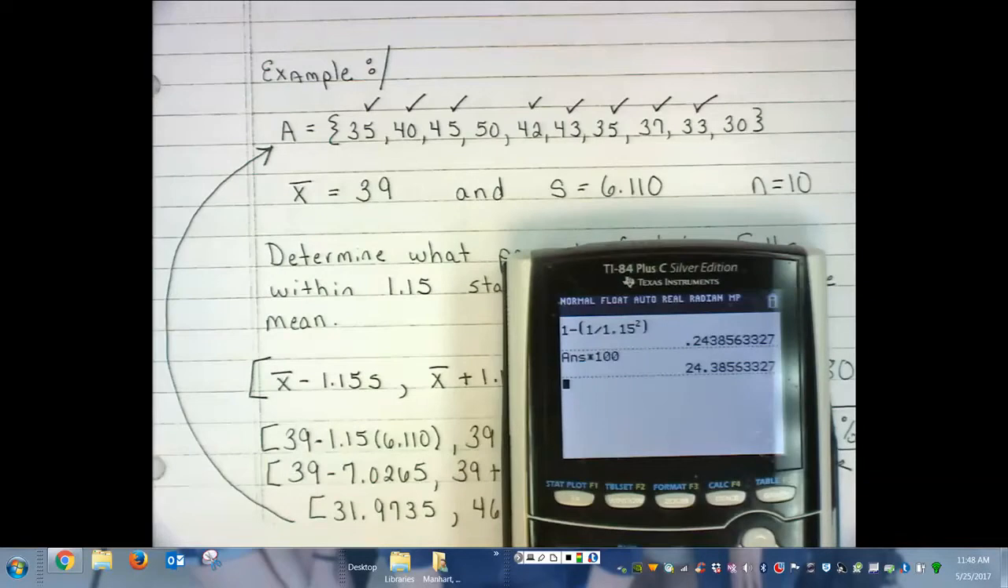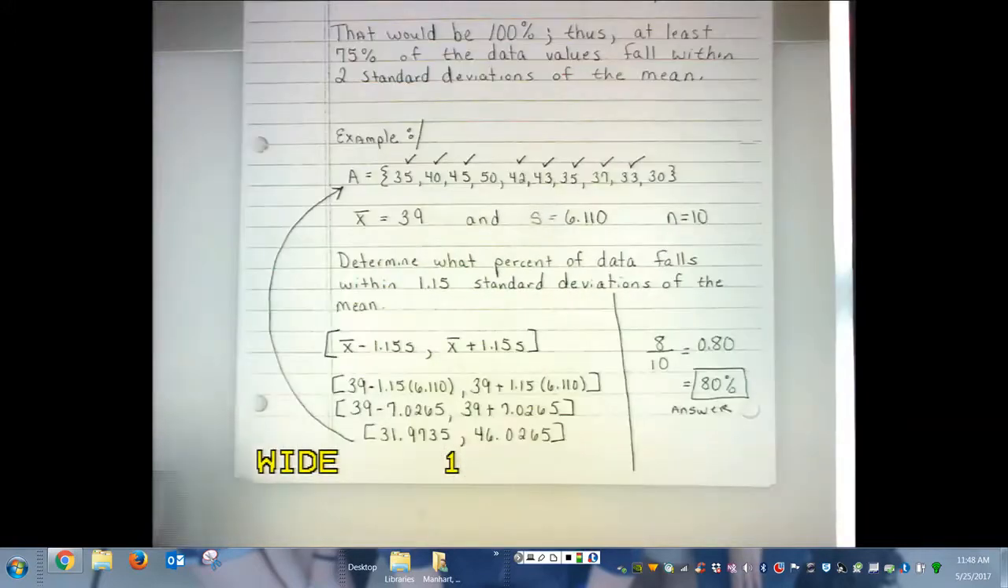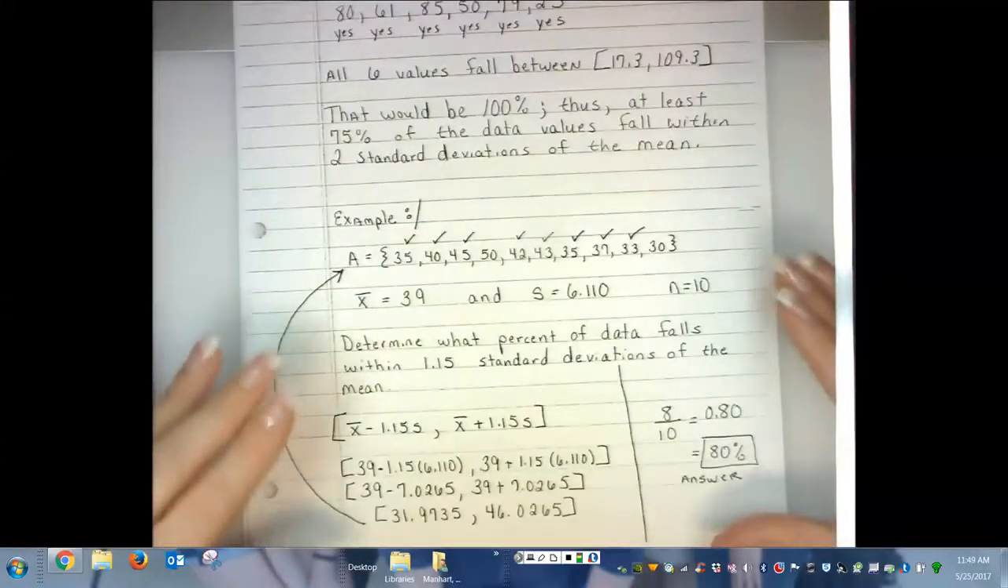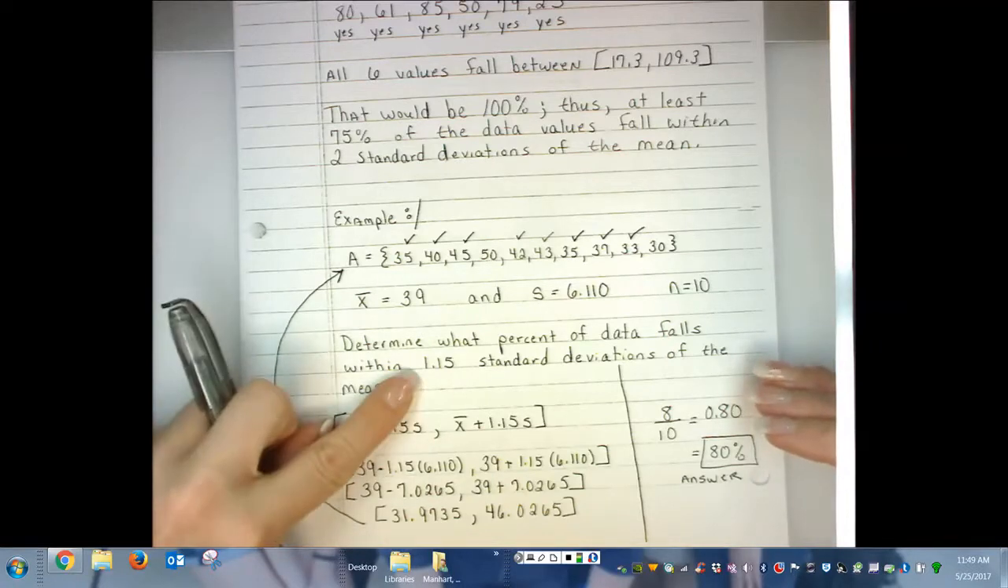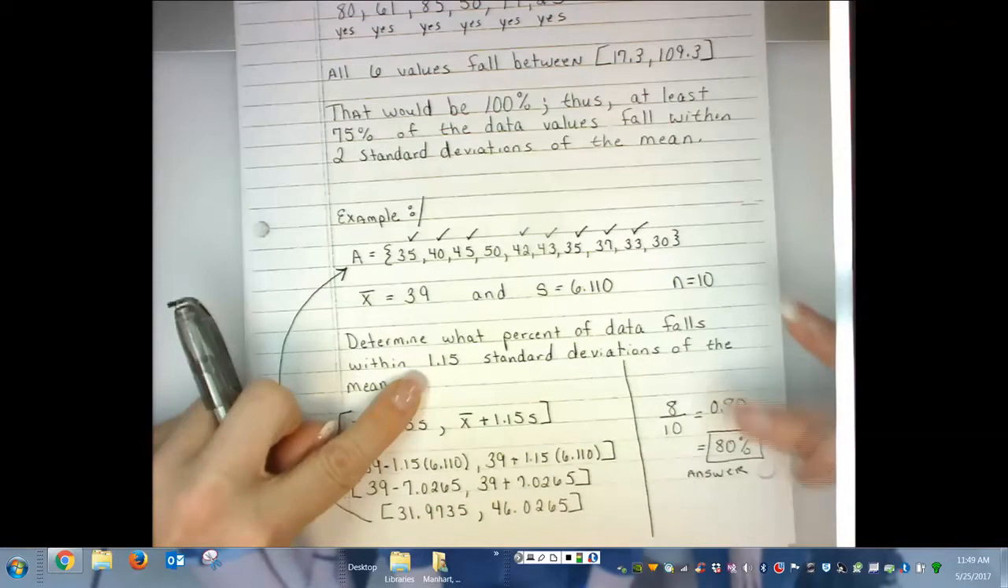So his theorem, again, holds true, 24% or more. In general, 24% is promised, but specifically it is 80%. Be careful on a test. I could ask you this question: according to Chebyshev's theorem, what percentage is promised? And for 1.15 standard deviations, you would have to use this formula and tell me at least 24% of the values are promised to fall there.